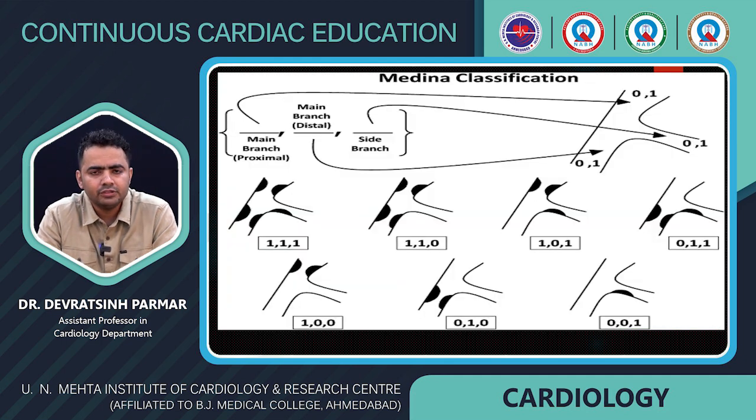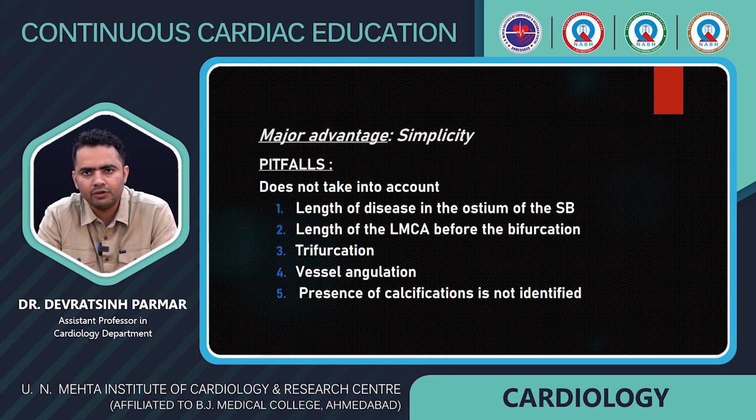Okay. So in the Medina classification there are three digits. The first corresponds to your proximal main vessel, the second corresponds to your distal main vessel, and the third corresponds to your side branch. Based on the stenosis, we grade it as 110, 101, 011 and so on.